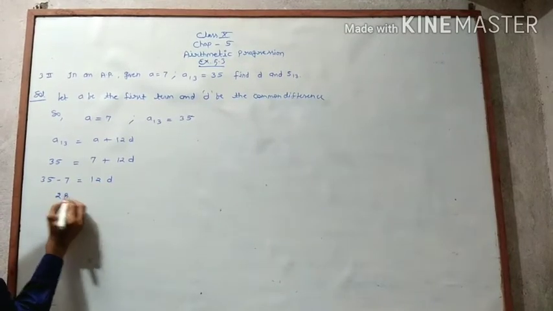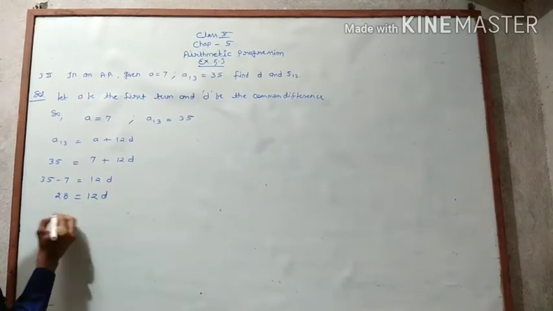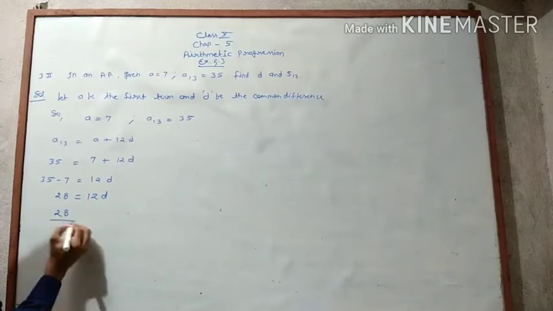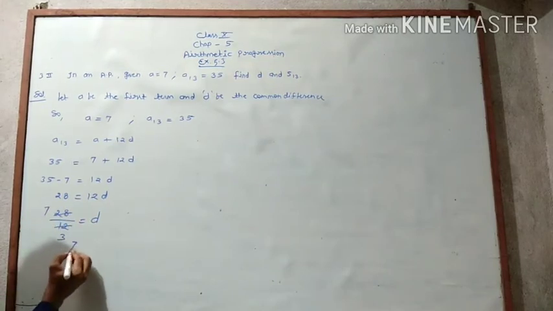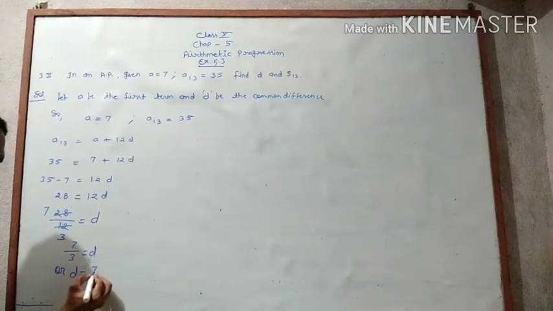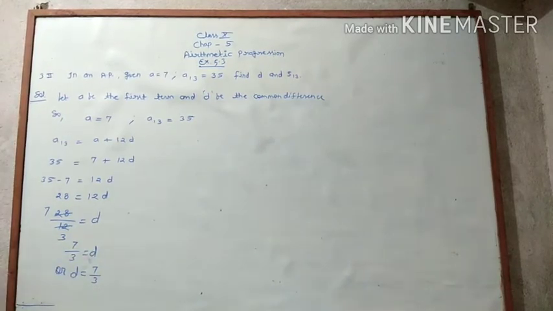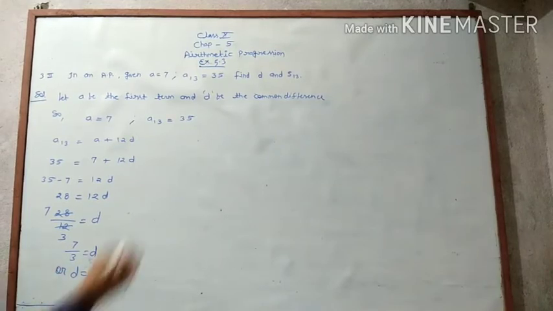It is 28 equal to 12D, and 28 upon 12 equal to D. 4 3s are 12, 4 7s are 28. 7 upon 3 equal to D, or D equal to 7 upon 3. So we have found the value of D here.